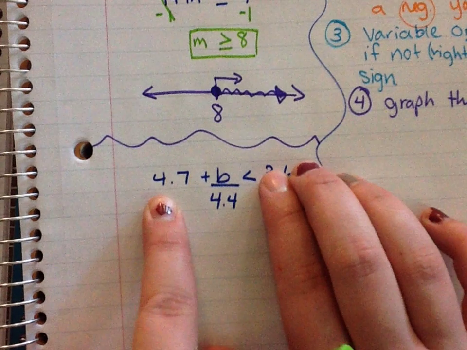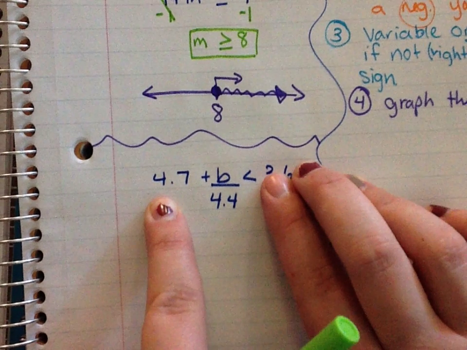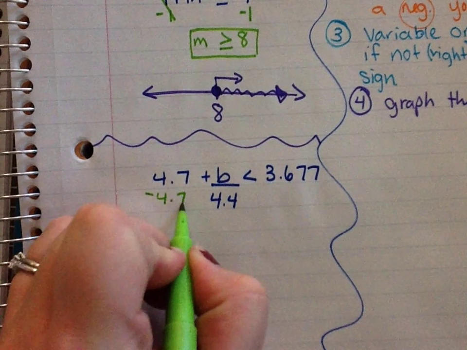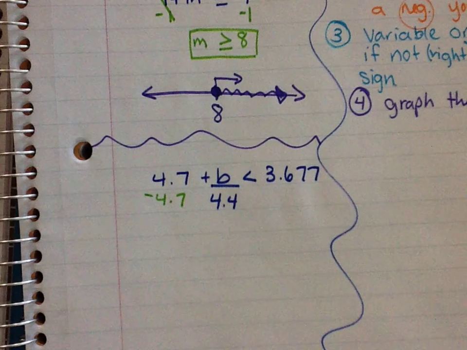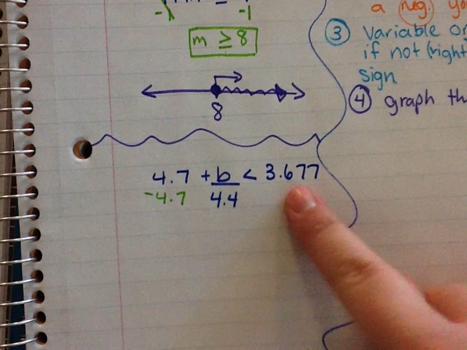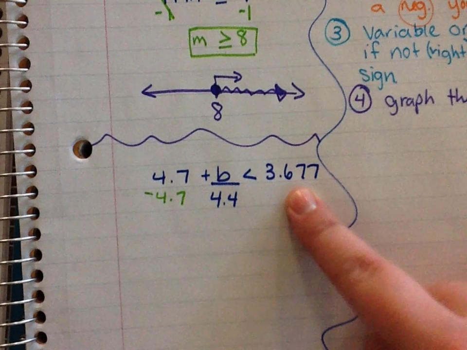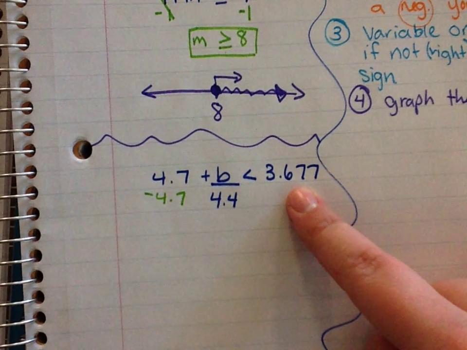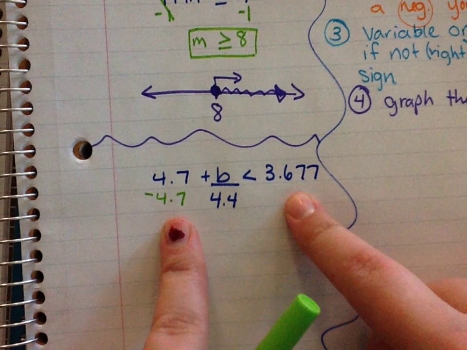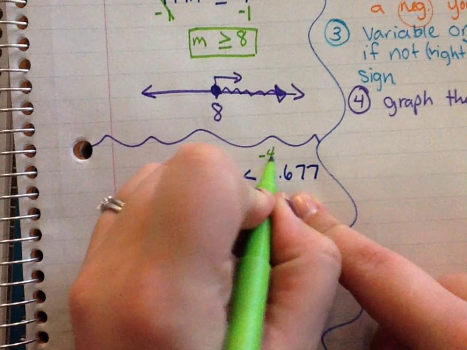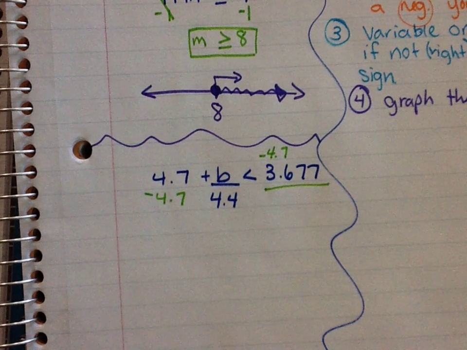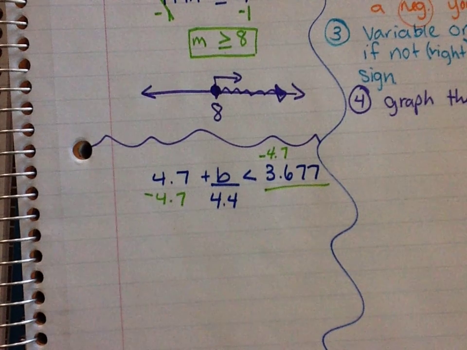If this is a positive 4.7, how do I move it over to the right? I want to get rid of it by subtracting. The opposite of a positive 4.7 is a negative 4.7. Now, if I subtract 4.7 on this side, is 4.7 bigger or smaller than 3.6? Look up here, 4.7 is bigger than 3.6. I need to write that up here then, because when I subtract, what number do I want on top? The bigger number. So make sure your bigger number is on top when you are subtracting.